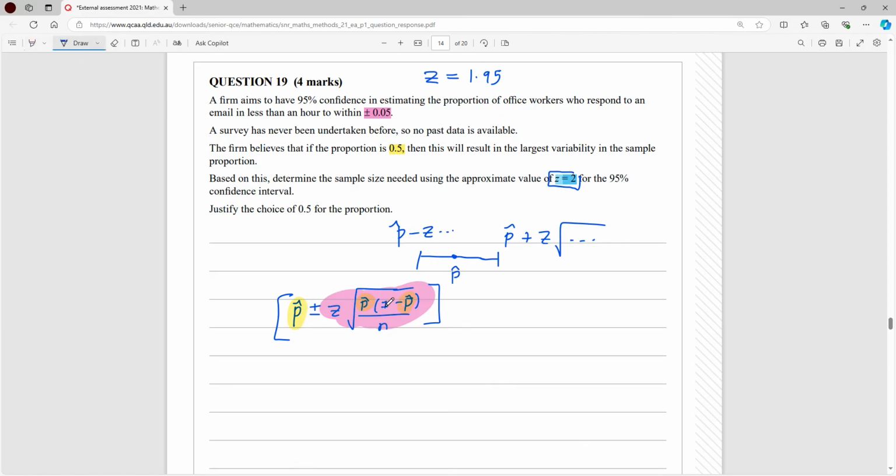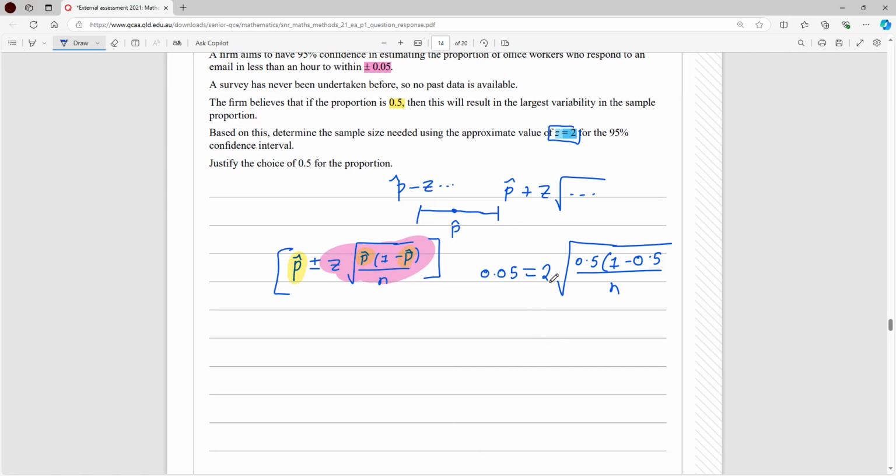So we want to see if this pink matches up with that pink. So we have to go 0.05 is equal to the z-score, which we're saying is 2 in this case, times the square root of the proportion 0.5 times 1 minus 0.5 over n. And pretty much we're just going to solve for n, and see if that's actually realistic, okay?